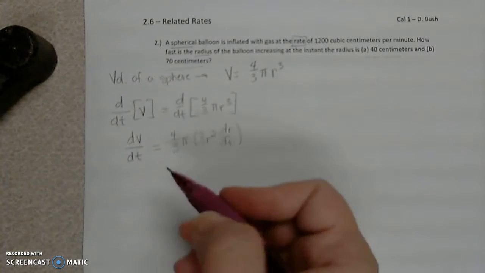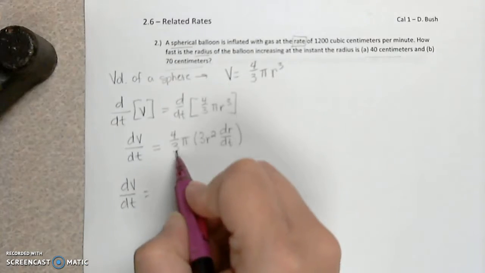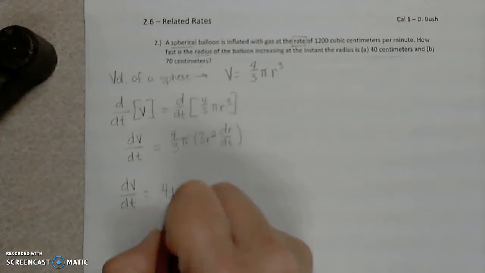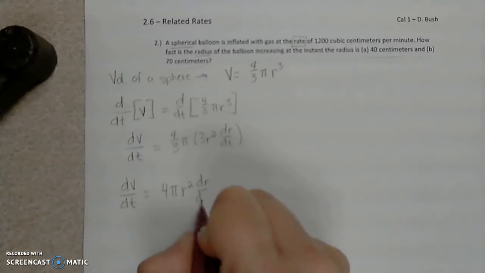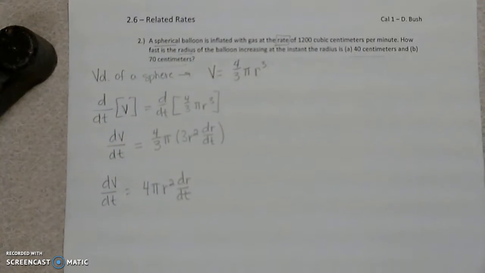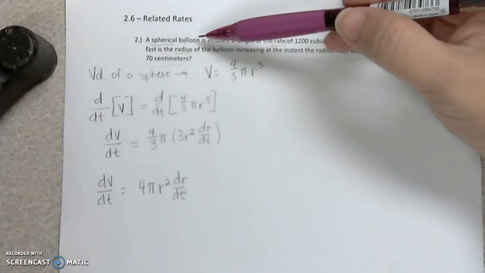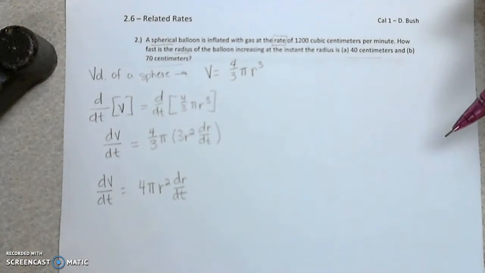So if I combine those together, I can do a little simplification here. When I say 4/3 times 3, the 3's will cancel out and leave me 4 pi r squared dr dt. So this is the formula we're going to need to use. Now let's see, what does our problem tell us? What information does it give us? What rates? It says that the balloon is inflated with gas at a rate of 1200 cubic centimeters per minute.